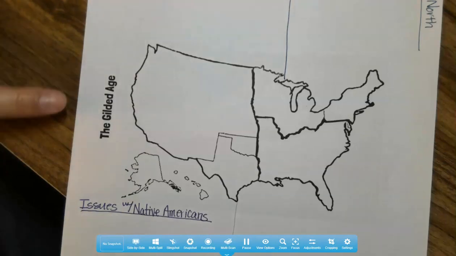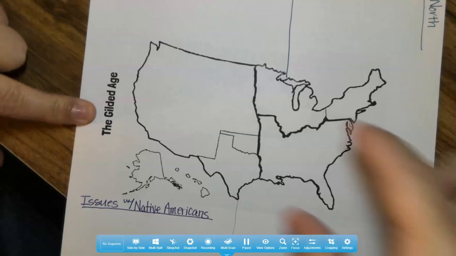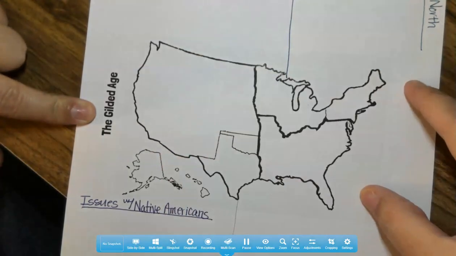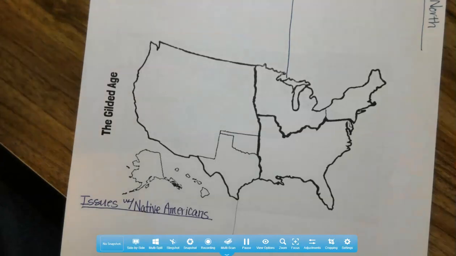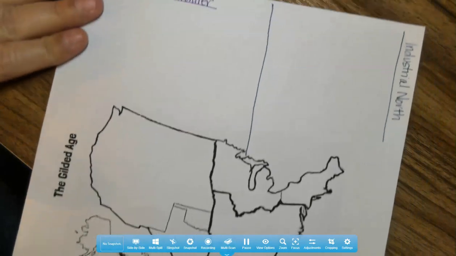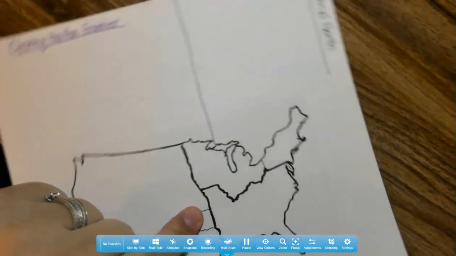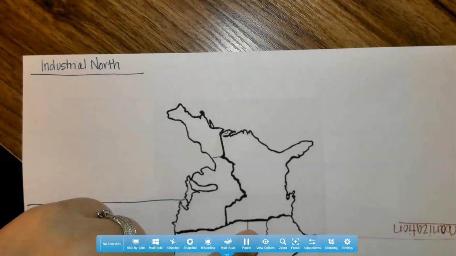So in your packet, find the page that has the sectionalized map in the middle, and it says the Gilded Age on the side. And I'm going to have you set up your paper. Now, because I am extra the way I am, I'm actually going to use 3 colors. I think at one time I even used 4 colors. You do you, okay? So the first thing we're going to do is take our map and turn it this way.